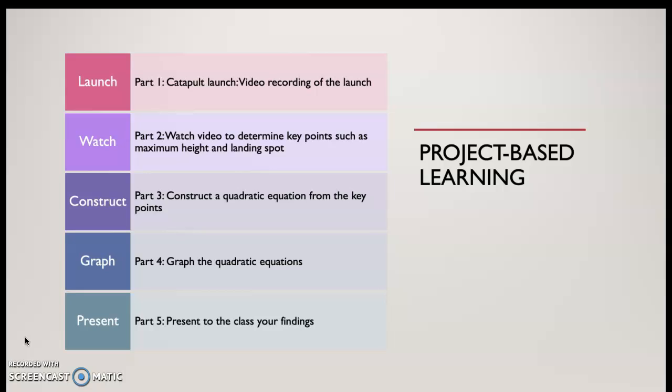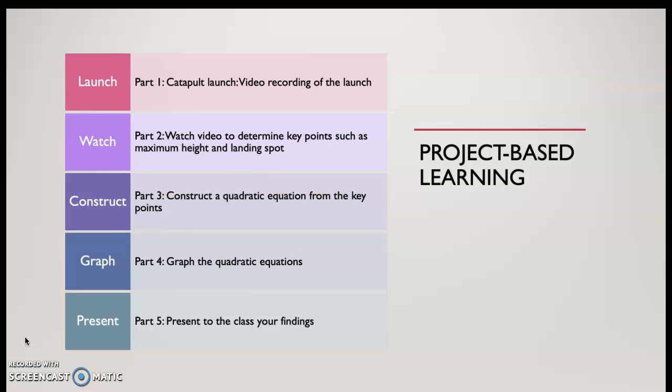In part 2, they're going to go back and watch the video, and they're going to be able to determine several important key points that we talk about when we learn graphing quadratic equations, such as the max height, or the vertex as it's known, as well as the landing spot. Those 2 key points are going to allow them in part 3 to construct a quadratic equation using those key points.